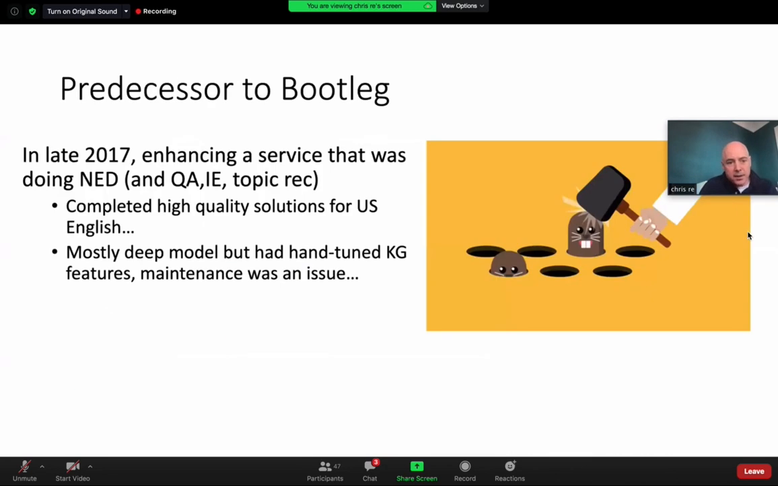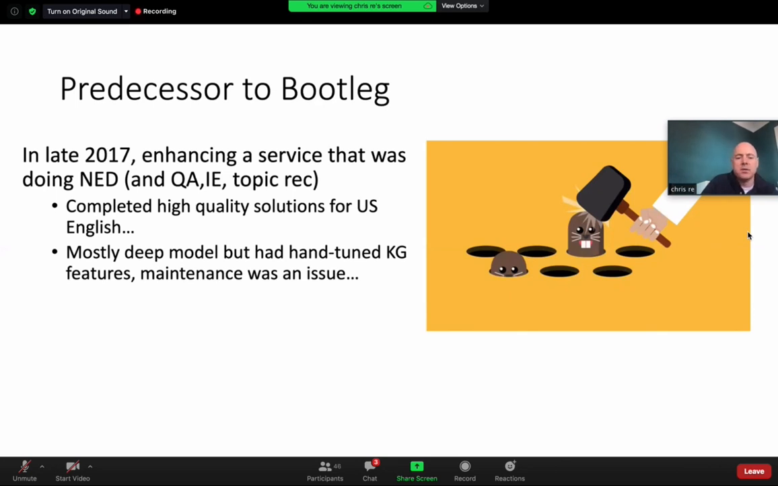So the story goes like this. In late 2017, I was tasked with enhancing a service that was doing named entity disambiguation, really as a key step in a bunch of question answering, information extraction, and topic recommendation products. I was very happy to work on this, and I completed a high quality solution for US English. I love building stuff like this. It was fun. Fung, my first PhD student, and I had just been acquired. We were really happy that we were improving quality for this big industrial system, and we were going to ship it. It was a mostly deep model, as you would expect in 2017.